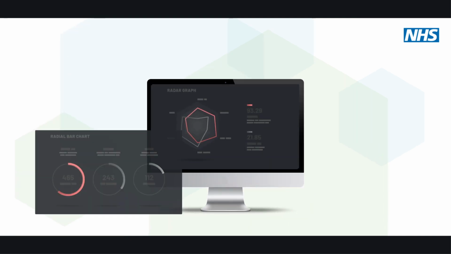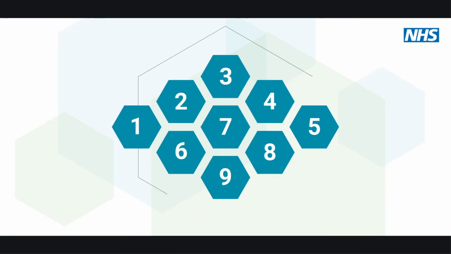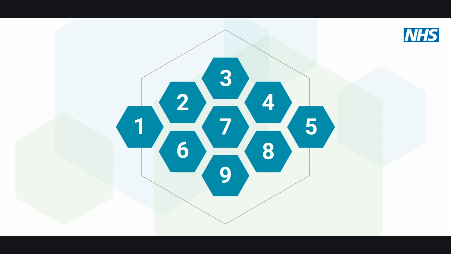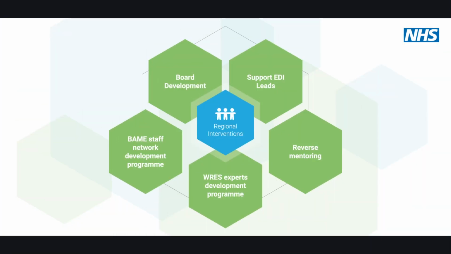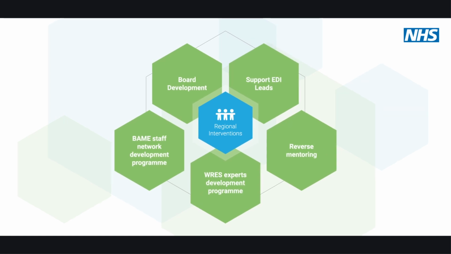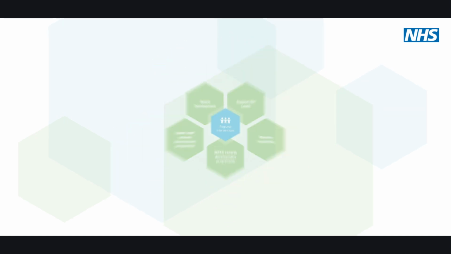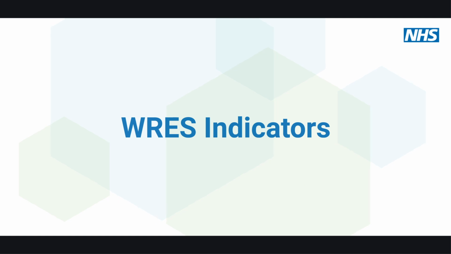As data is collected, 9 WRES indicators are used to identify the differences between white and ethnic minority groups within the NHS. Actions can then be taken based on the results of each indicator to target race equality. Let's briefly highlight each of the 9 indicators.